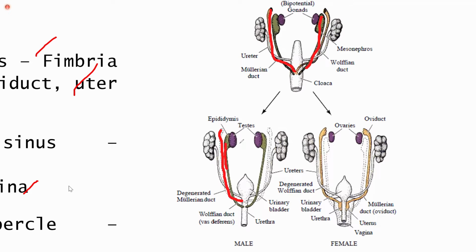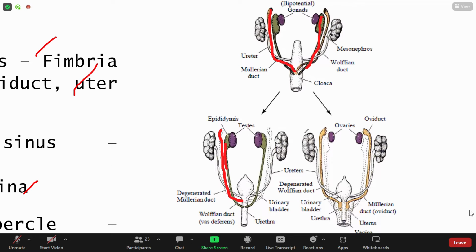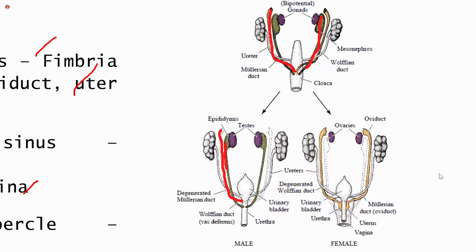Okay? Whereas if it is the Mullerian hormone, not anti-Mullerian hormone, the development of the Mullerian duct will progress and the Wolffian duct will degenerate. Therefore, the individual is female.